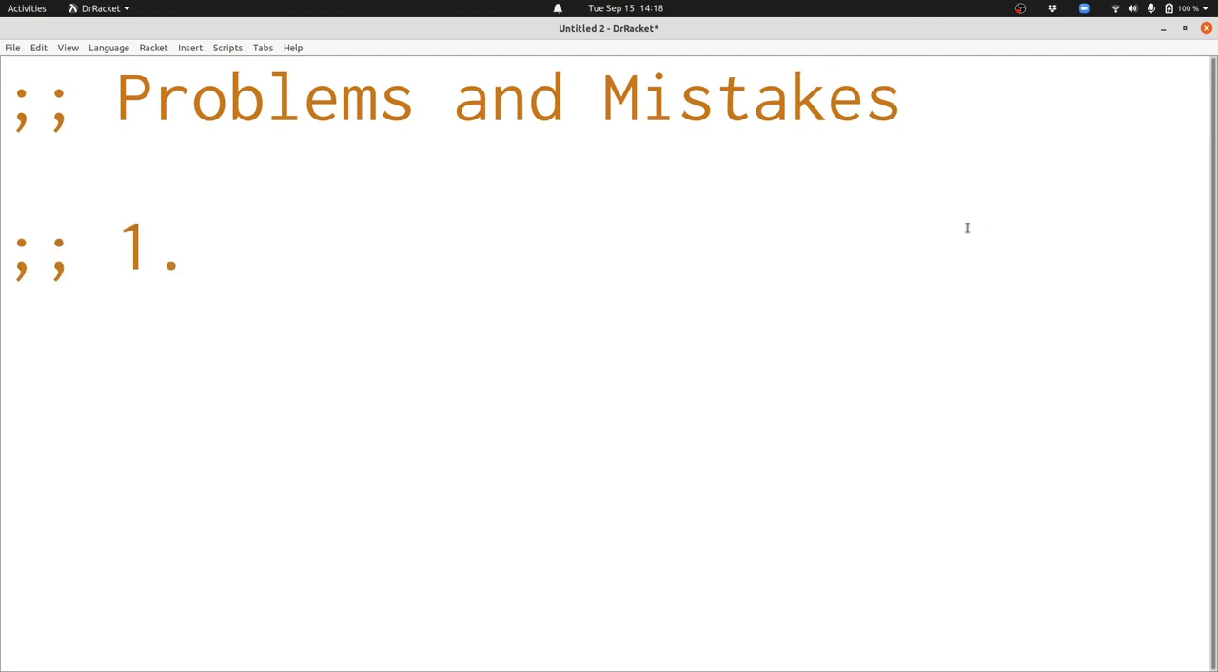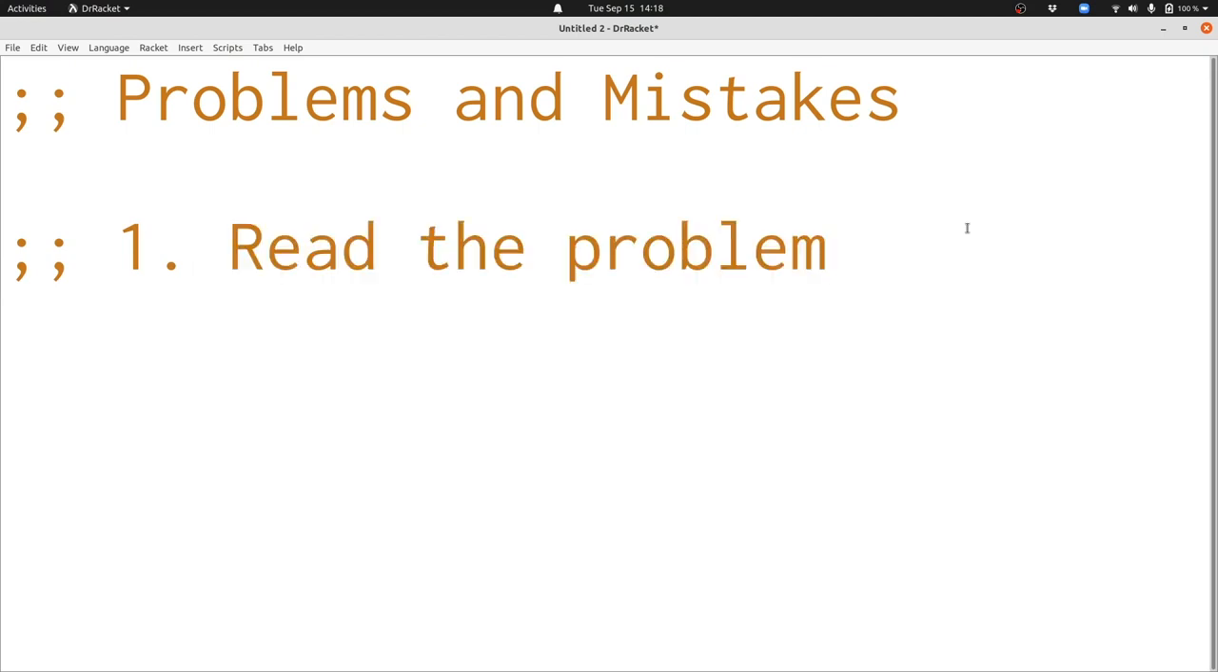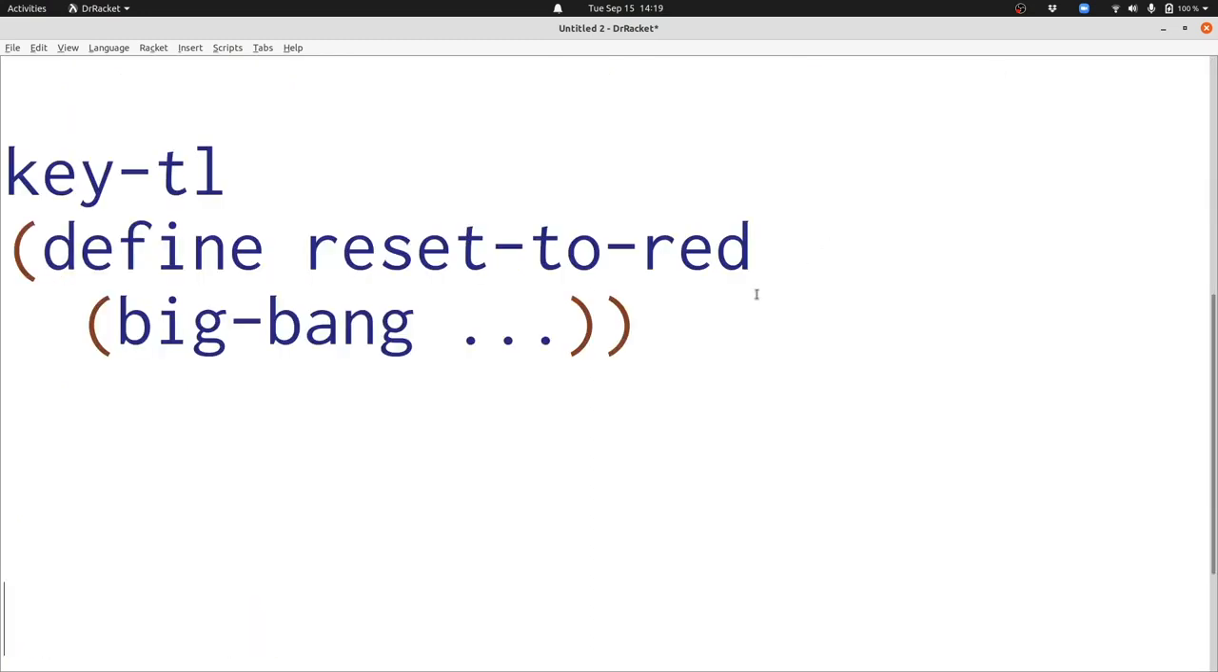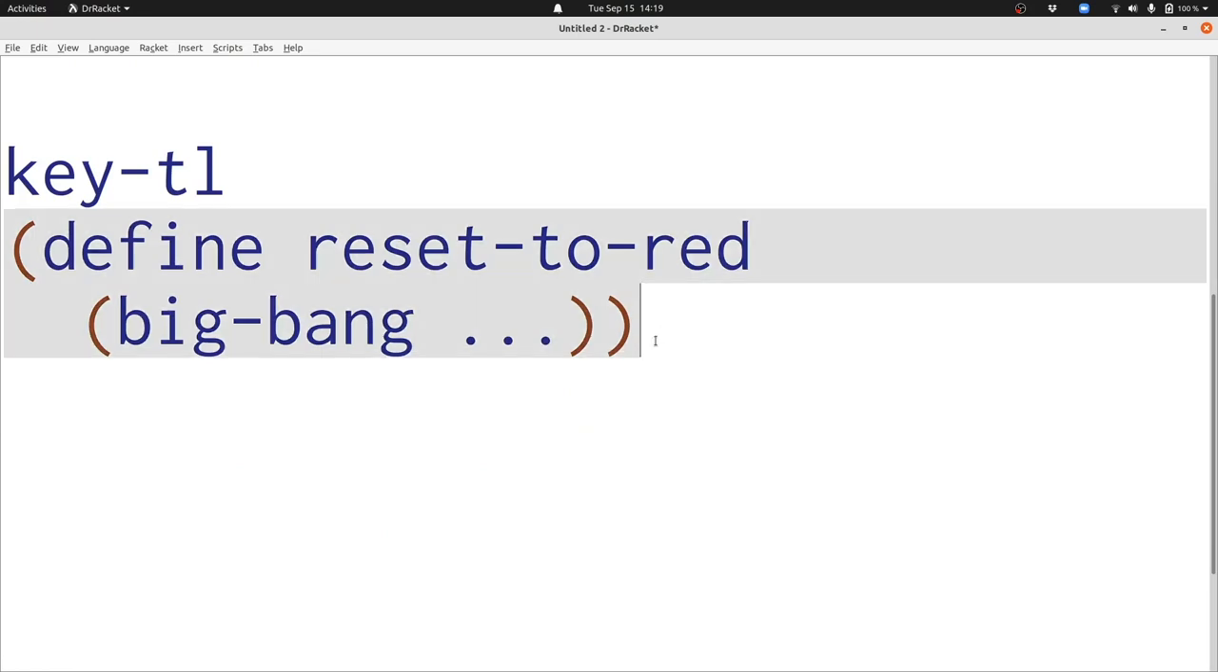The first mistake that I see a lot of people making is not reading the problem. An example of this is in lecture 6, there was a problem where you had to write a function called resetToRed. Unfortunately, lots of people didn't write a function named resetToRed. They wrote functions named keyTL or other functions like that. Another problem that I saw was people writing something like this. That's not defining a function named resetToRed. That's defining resetToRed to be the result of running a Big Bang animation, which is not what we wanted.